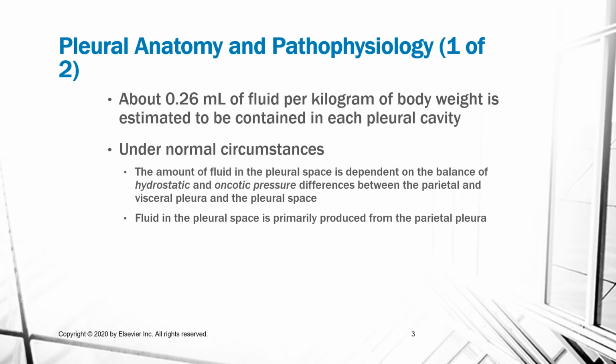Approximately 0.26 mL of fluid per kilogram of body weight is estimated to be contained in each pleural cavity. It is produced and absorbed primarily on the parietal surface, which is the chest wall. Under normal circumstances, the amount of fluid in the pleural space depends on the balance of hydrostatic and oncotic pressures between the parietal and visceral pleura and the pleural space. Fluid in the pleural space is primarily produced from the parietal pleura because the hydrostatic pressures are higher on the parietal pleura than on the visceral pleura, and the oncotic pressures are equal.